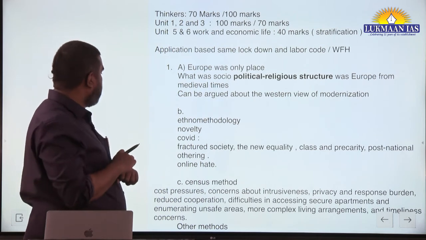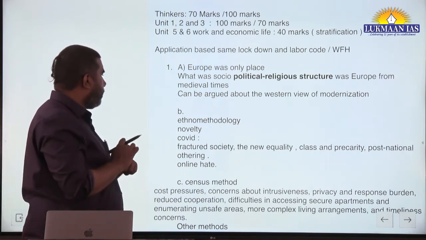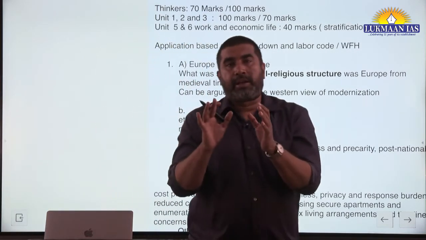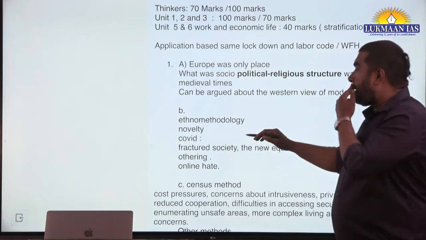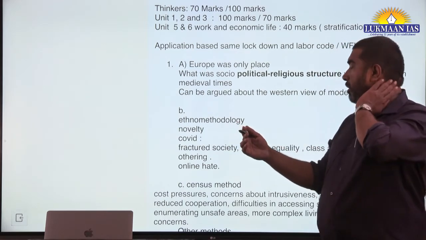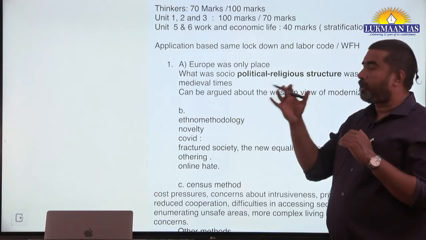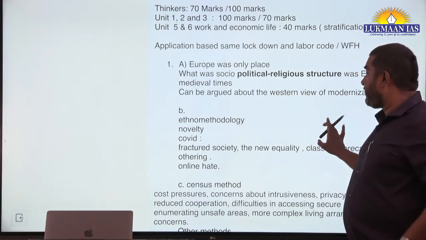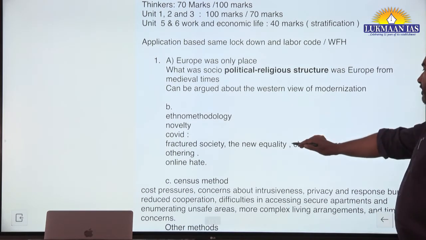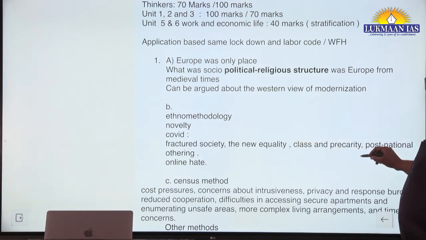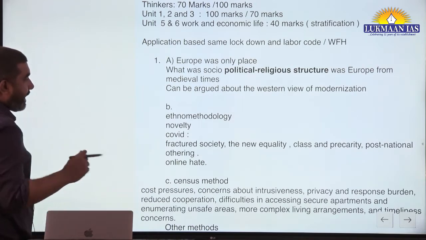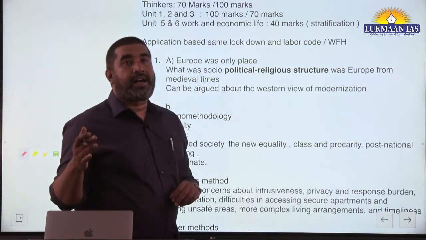For example, ethnomethodology. See, a very simple topic. So probably we can write everything, but just think about it: during the times of COVID, what would ethnomethodology have provided us? What would have been the shape of ethnomethodological research? So that we are living in a fractured society and there is new inequality. It must be inequality, class and precarity, that how COVID has turned class into a precarious class. Okay, post-national othering of others.